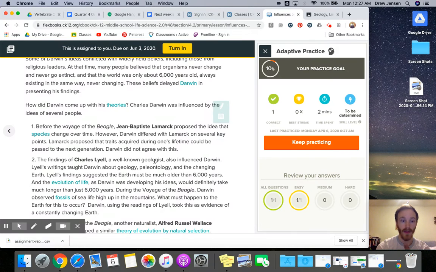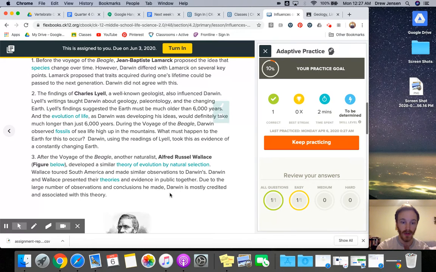Lyell is a geologist, so his work was more about rocks and how the Earth has changed. And then Wallace was the third guy, so they developed a similar theory of evolution. There we go. So Wallace would be the correct answer. So if we go back in to keep practicing, we can continue where we're at.